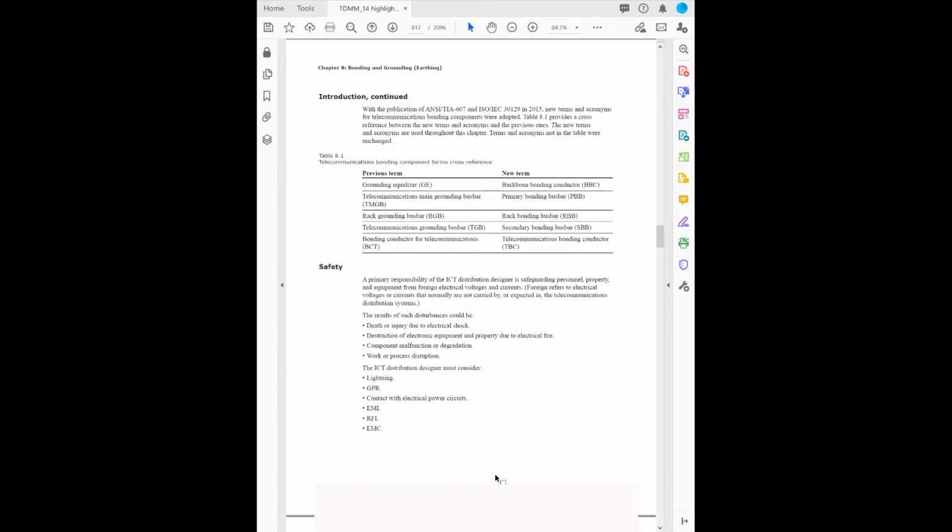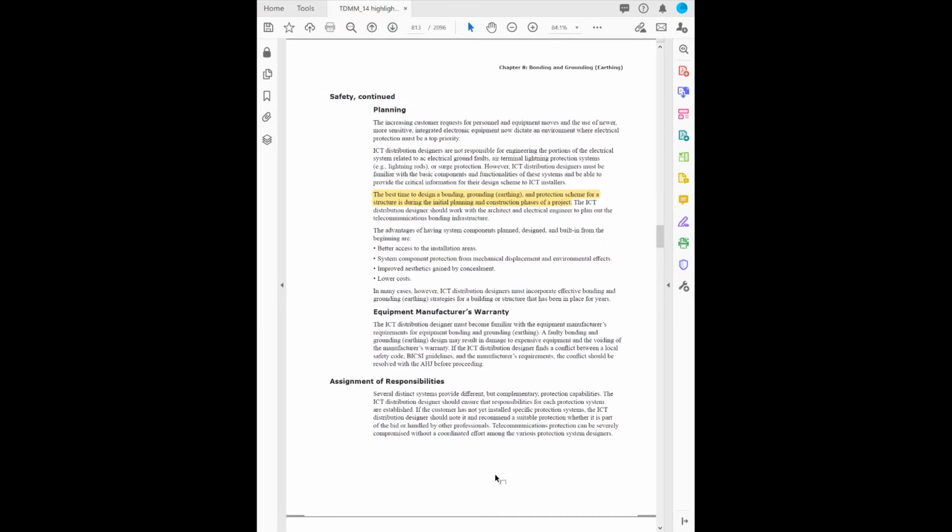If we go to page 2, we'll see that the standards bodies have changed designations for us now. So instead of grounding equalizer, we now have backbone bonding conductor. Instead of TMGB, we now have the primary bonding bus bar. Instead of rack grounding bus bar, we have rack bonding bus bar. Instead of TGB, we have secondary bonding bus bar. And instead of bonding conductor for telecommunications, we have telecommunications bonding conductor. So now I've got some new terms for you to remember.